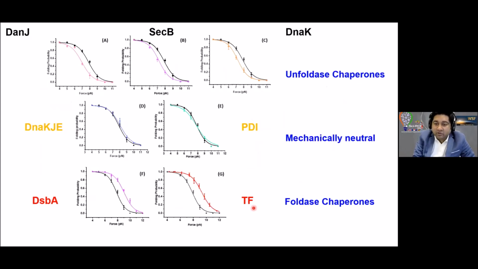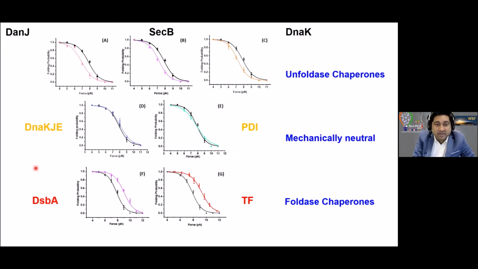I know this is difficult to remember, but just remember that trigger factor and DsbA behave differently in the absence of force. Similarly, DnaJK is known as a strong folder, and PDI is also a strong folder, but now they are behaving as mechanically neutral, right? We did all the experiments with protein L.